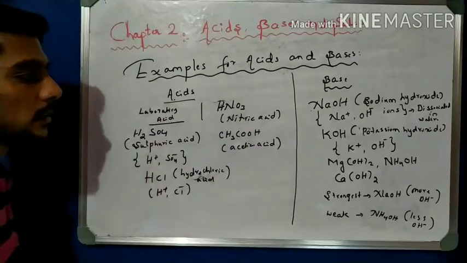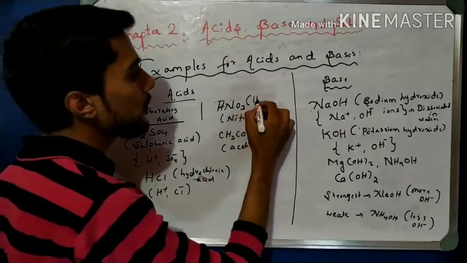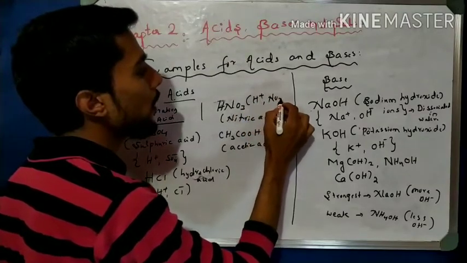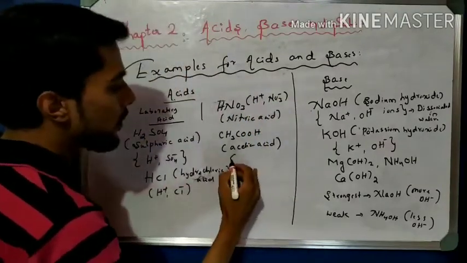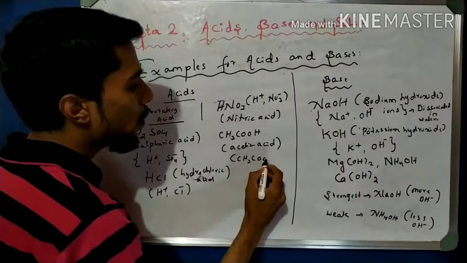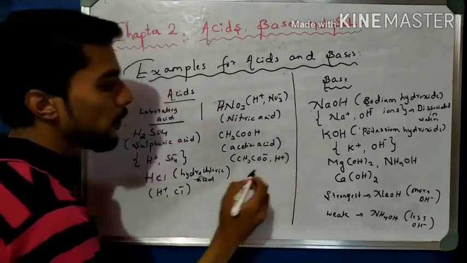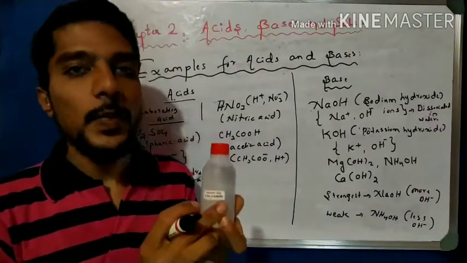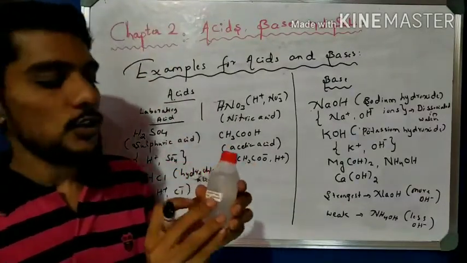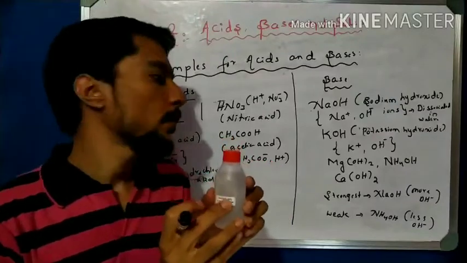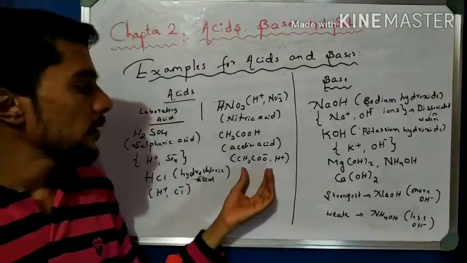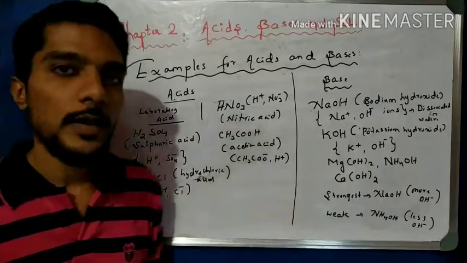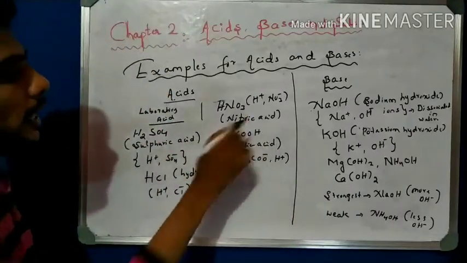Acetic acid. Here H plus ions and NO3 minus ions. Here CH3COO minus and H plus. Okay, so I have this acetic acid. Last one, that is CH3COOH, acetic acid. This acetic acid gives CH3COO minus and H plus ions. So all these give H plus ions.